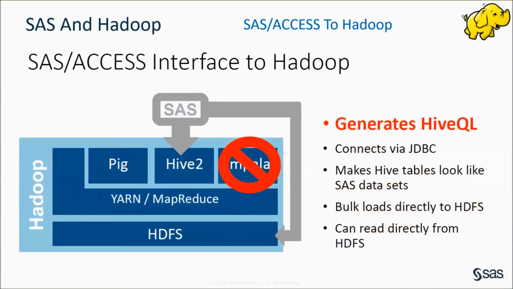Well, SAS, again, connects directly into the Hive server in the Hadoop cluster, and it does this through a JDBC driver. And when the SAS Access Engine is invoked, it makes your Hive tables look to you as a SAS user like any other SAS data set in your user interface when you're interacting with that data. It also allows you to do bulk loads directly into HDFS from SAS data sets. And then there's the capability to read directly from HDFS as well.